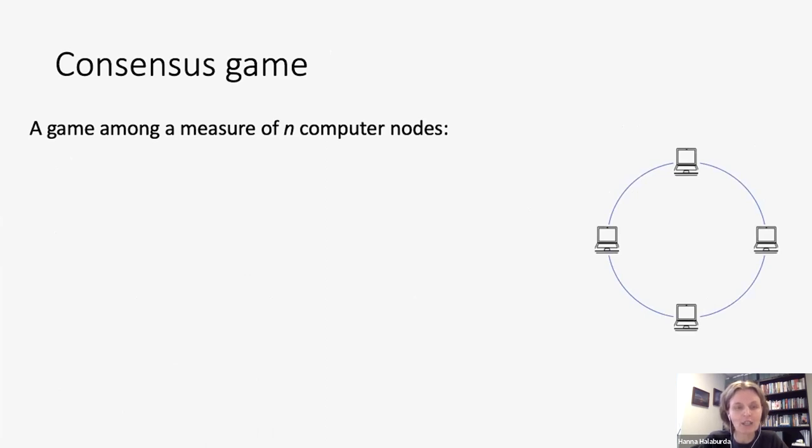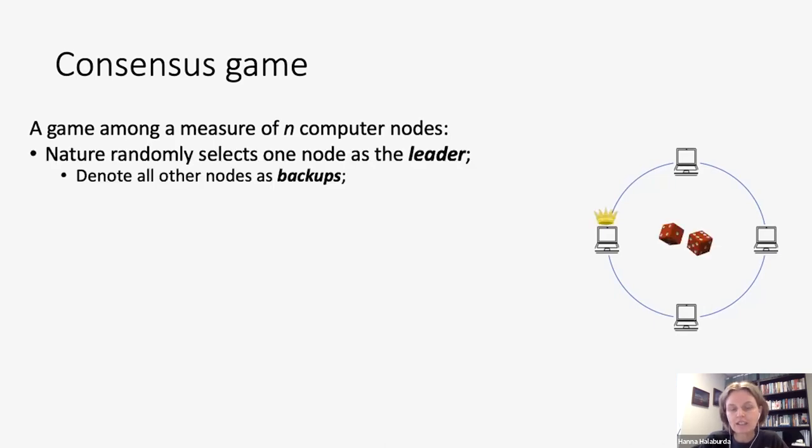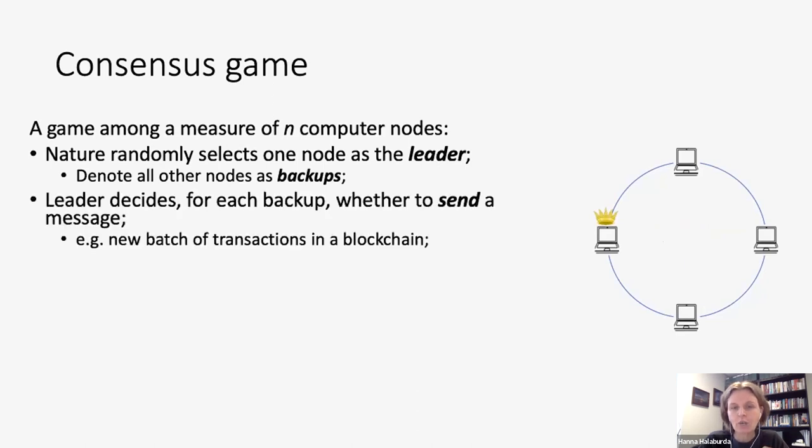Our analysis is based on a simple game that we call the consensus game, heavily influenced by the computer science setup. We have a measure n of computer nodes. For simplicity of derivations, we use a continuum of computers rather than a discrete number, which can be approximated. Nature randomly selects one node as a leader, and all other nodes are denoted as backups. The leader decides with which probability to send a message to each backup. The message can be either, do we attack or we don't attack, as in the classical Byzantine generals problem, or it could be a new batch of transactions in the blockchain.